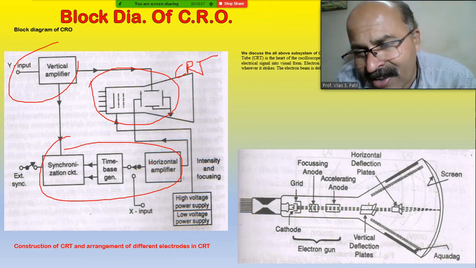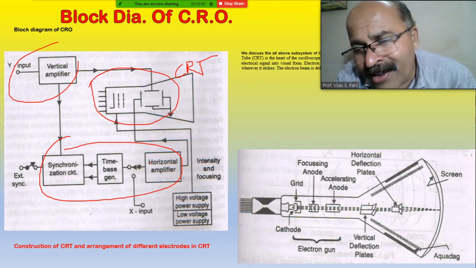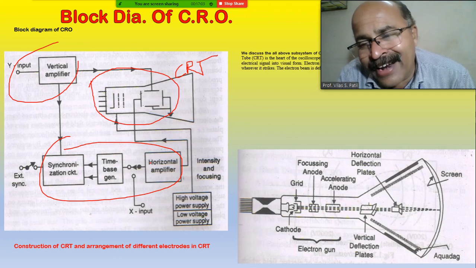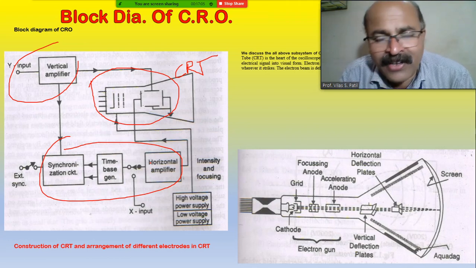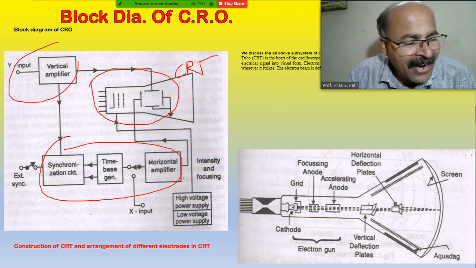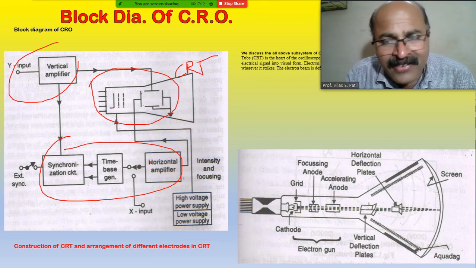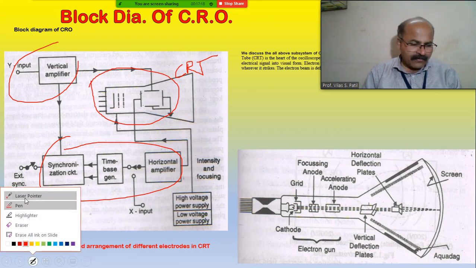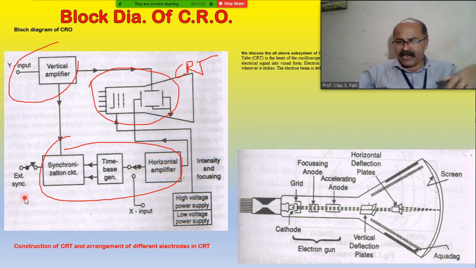CRT is very, very important, and it will be... CRT is the heart of the CRO, and CR tube is the cathode ray tube. It will be abbreviated as CRT, and its long form is CRO. And this is the block diagram of the CRO. Friend, here the block diagram of the CRO will be seen. Just wait.